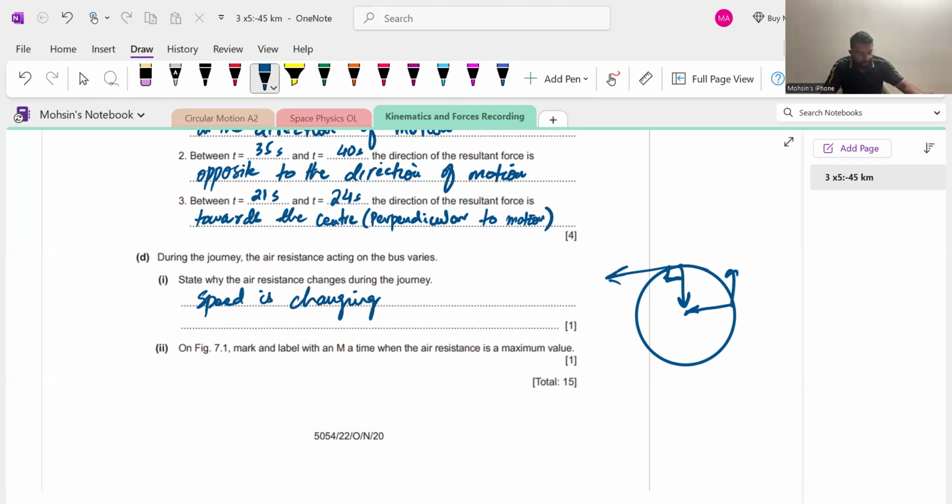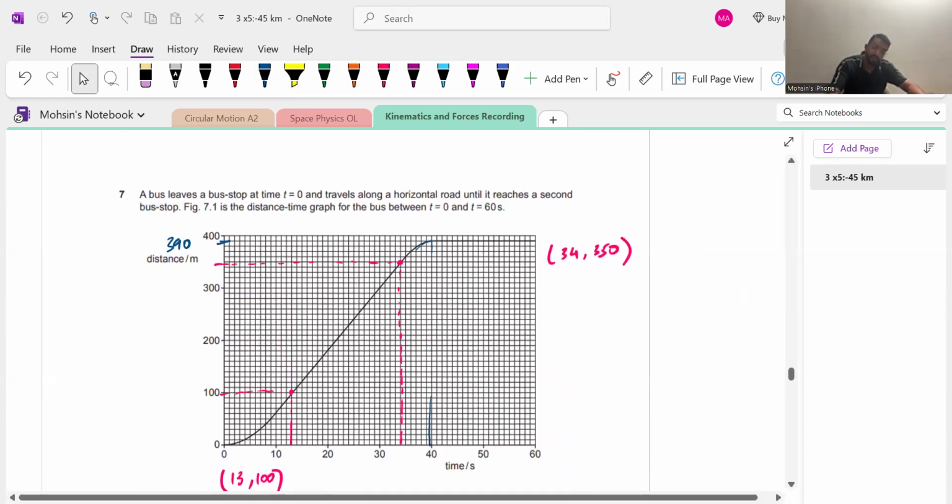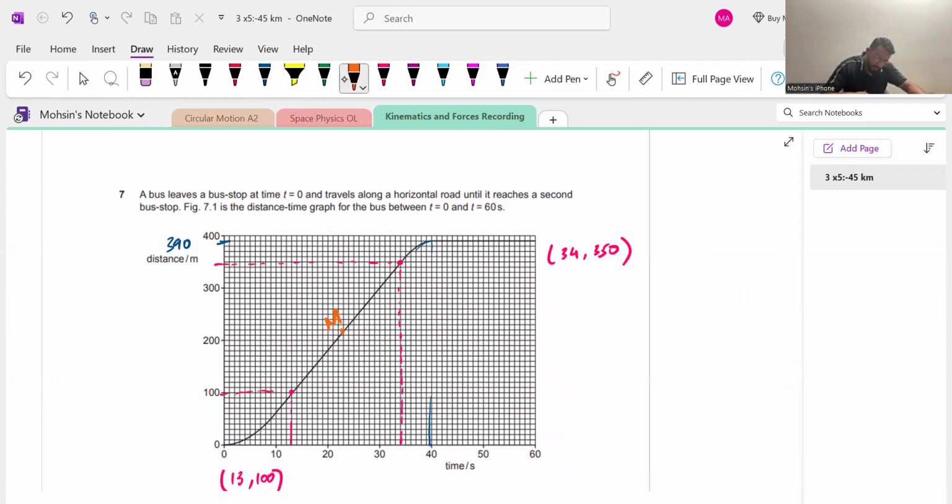On figure 7.1, mark and label with M a time when air resistance is a maximum value. When the speed is maximum, the air resistance is also maximum. So we identified that the straight line section has the maximum speed. So we will write M here.